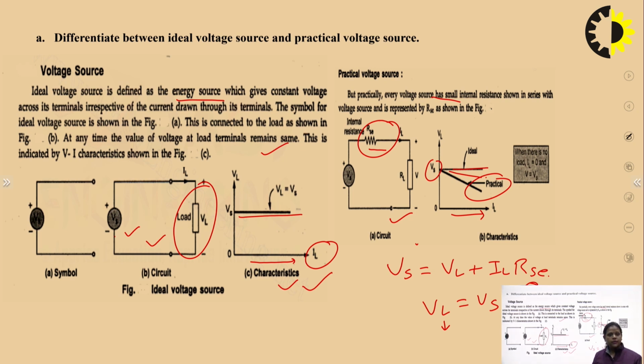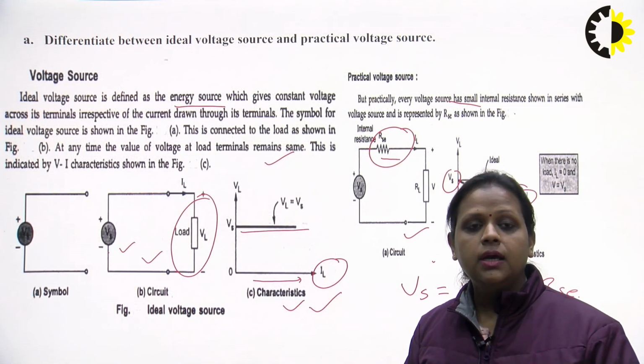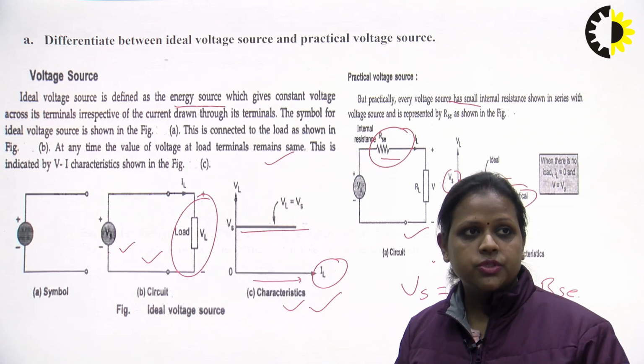So this is how you can answer this question: differentiate between ideal voltage source and practical voltage source. Three things you have to write: the definition, then you have to draw the circuit and draw the VI characteristic. So this will be the complete answer for this question.